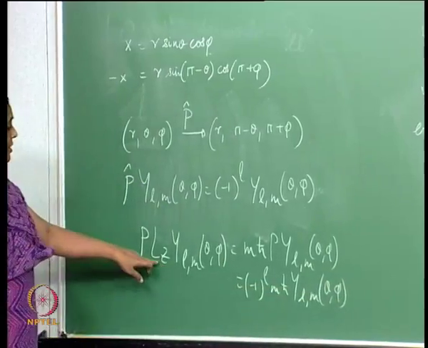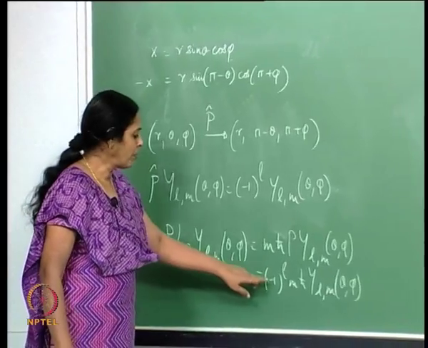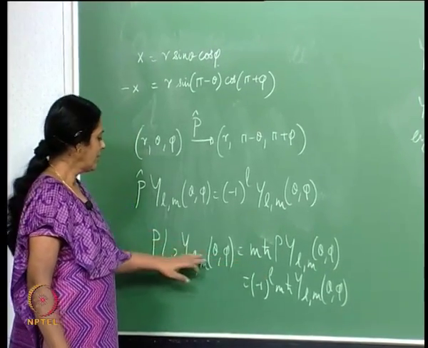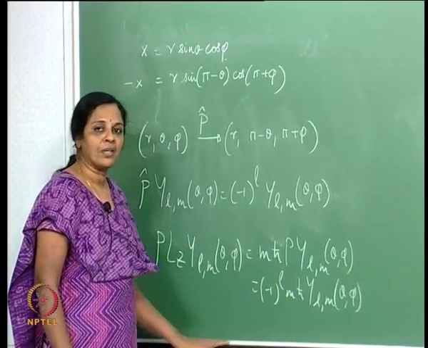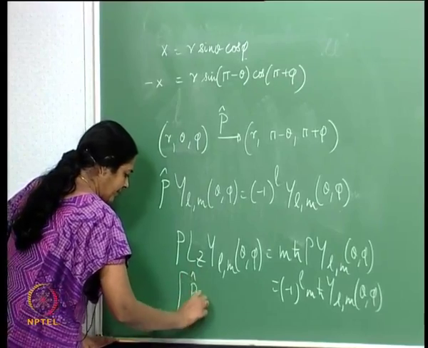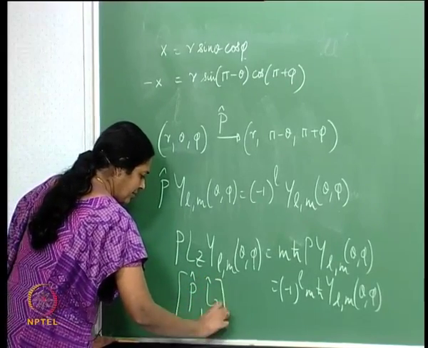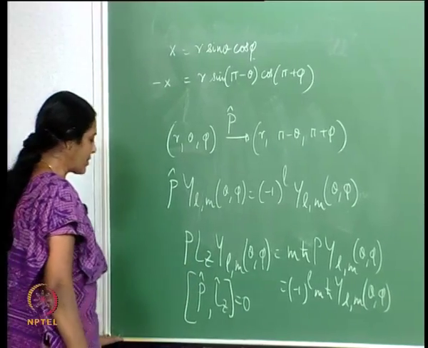Now, suppose I had started with Lz P, it would have been the same thing. I would have picked up a minus 1 to the L, Lz acting on YLM of theta phi, which gives me the same answer. So, P and Lz commute with each other. Just put hats on it to remind you that these are operators.